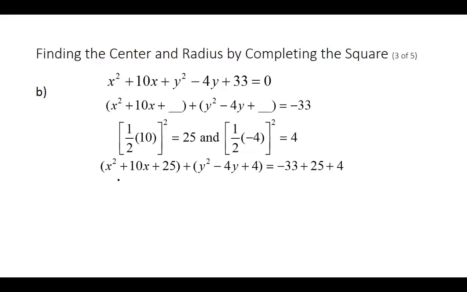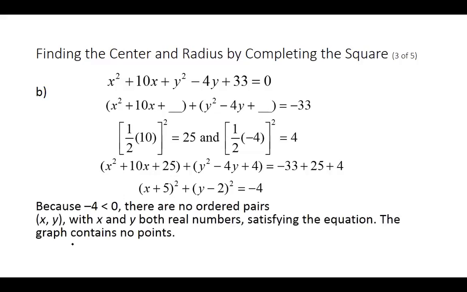Now I can complete the square. The first one becomes x plus 5 squared. The second one becomes y minus 2 squared. Now I get equal to negative 4. Because negative 4 is less than 0, there is no ordered pair with x and y, both real numbers, that satisfies the equation, so the graph contains no points. So it's not a circle.